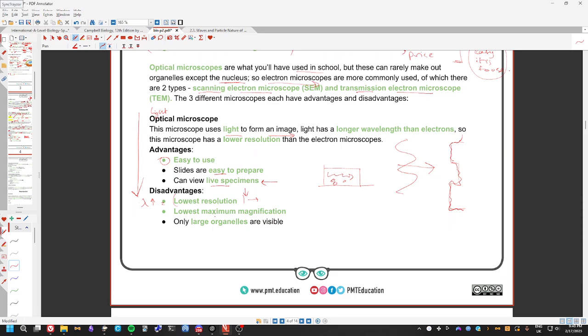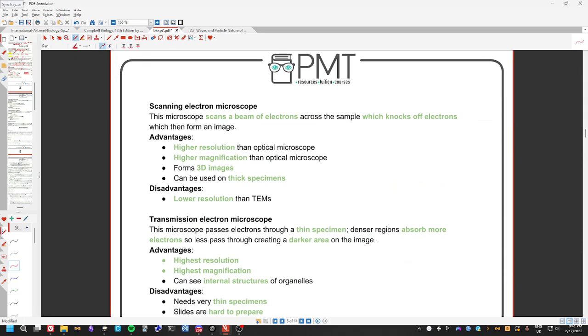Okay, next, lowest maximum magnification. Why? Because generally it's light. It's bigger than electrons, much bigger. So it's made out of photons rather than electrons. So you're not going to be able to see that small of an image. So the magnification will be smaller, and since the magnification will be lower, only your large organelles are going to be visible. No small organelles.